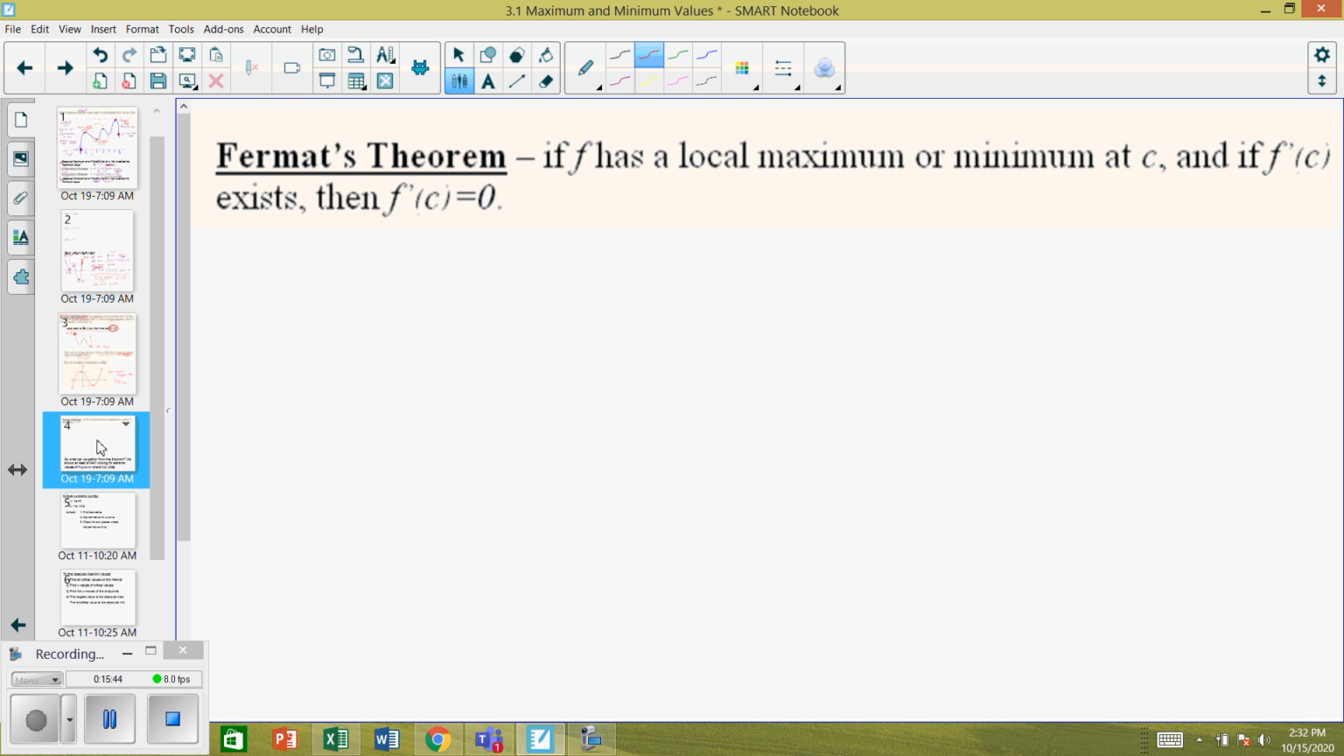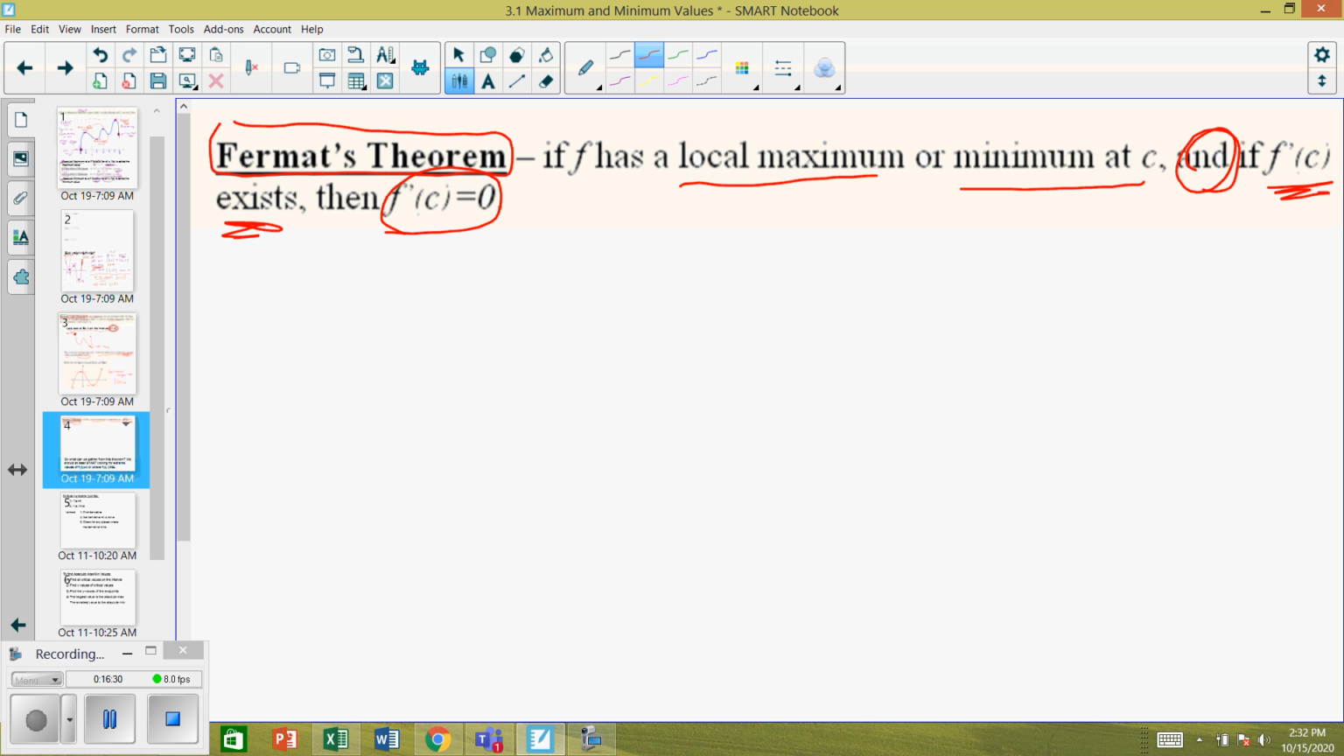So let's go with that. This is where our math starts to come into place. Now here's Fermat's theorem. Never, ever, ever do we use this theorem. We never say by Fermat's theorem. We do say by extreme value theorem, but we never say by Fermat's theorem. All it's stating is what we already know. If f has a local max or minimum at c, and this is very important, if f prime of c exists, then f prime of c equals 0. So if f prime of c equals 0, then we have a local max or local min.